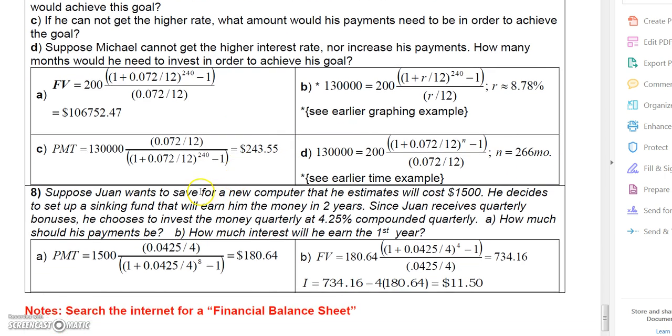There is one other problem down here, but I think you can follow that one pretty well. To answer the second question, all I did was I found the future value for 1 year, and then I subtracted the amount of the payments made for 1 year to get the total interest earned in that 1 year. So if you need to, just pause the video and read number 8 on your own. And that completes the section on future value annuities. And in the next section, we'll talk about present value annuities.